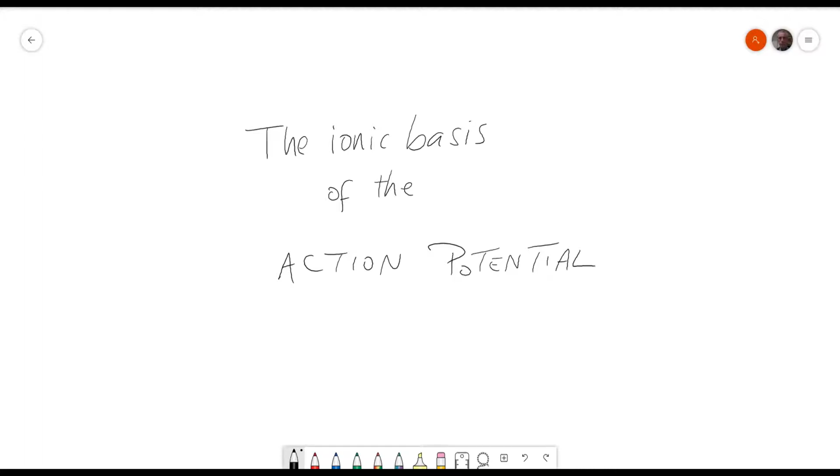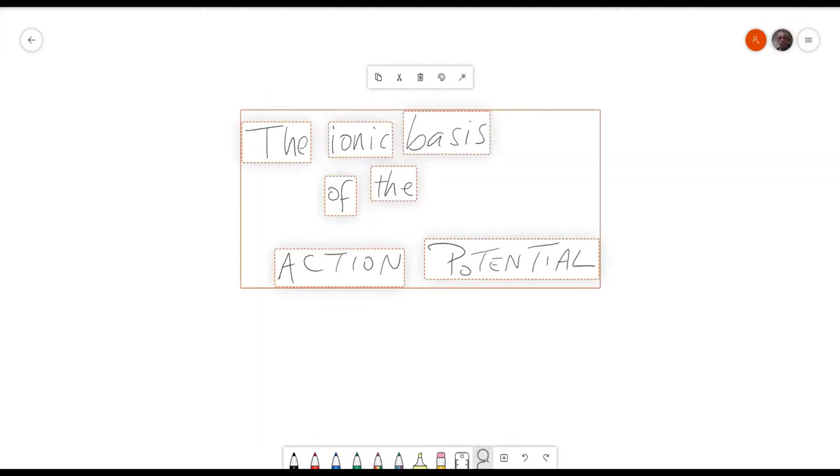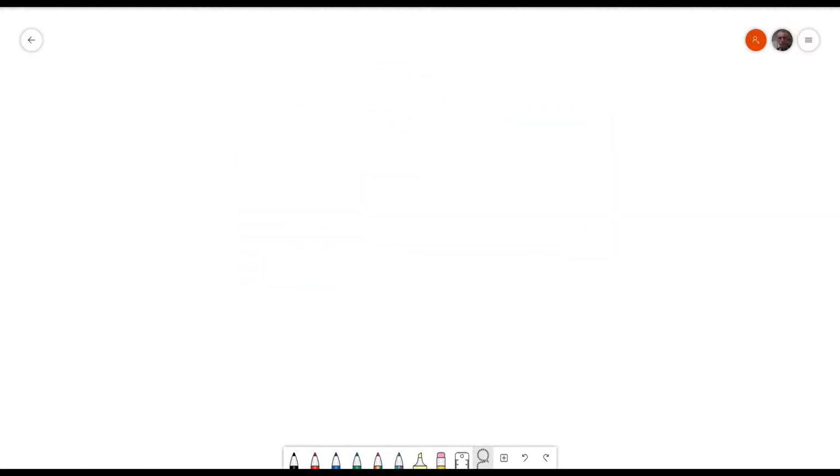Let's have a look at the ionic basis of the action potential. It's important because a lot of pharmacology, especially drugs acting on the nervous system, operate by working on the action potential.